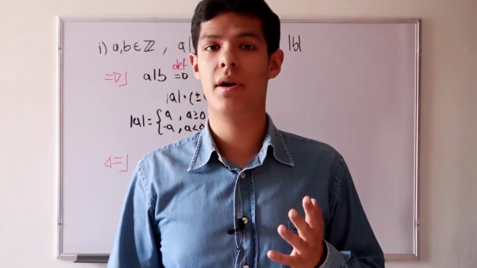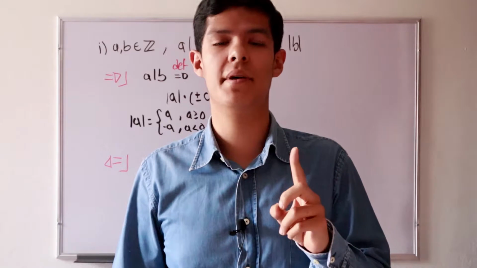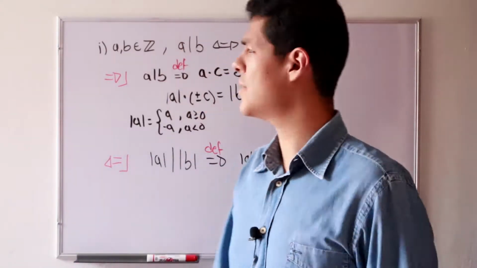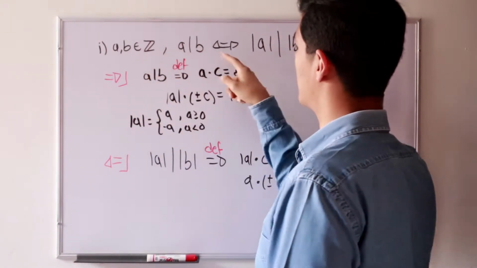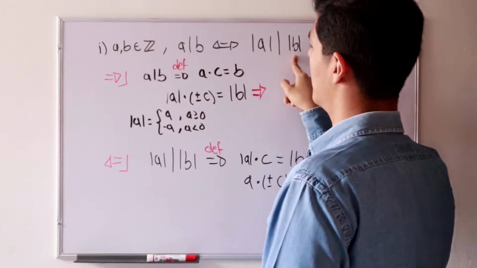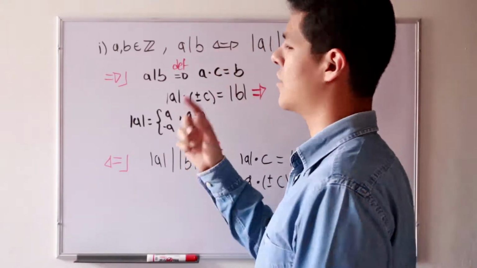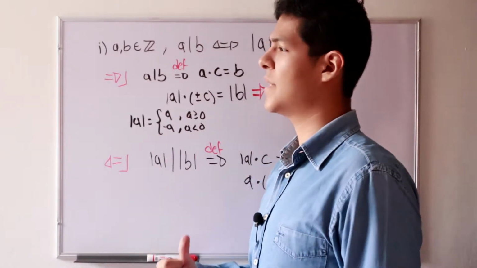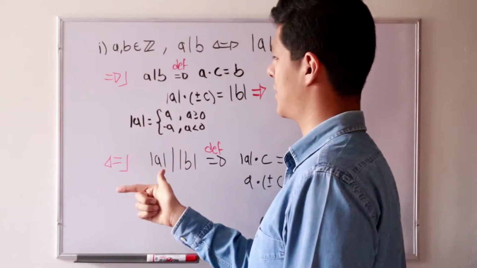And today we're going to see the demonstrations of the properties of divisibility. So let's get started. The first one says that given two integers, this happens. But as you can see, this is a double implication, so we just need to demonstrate the first implication and the second one.